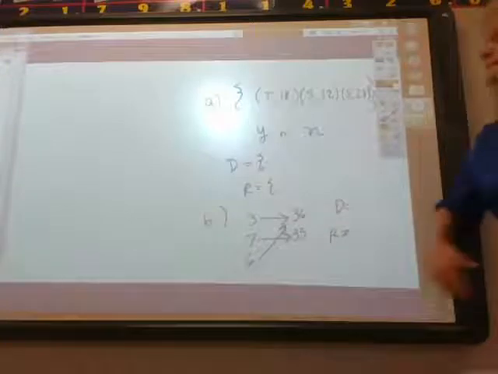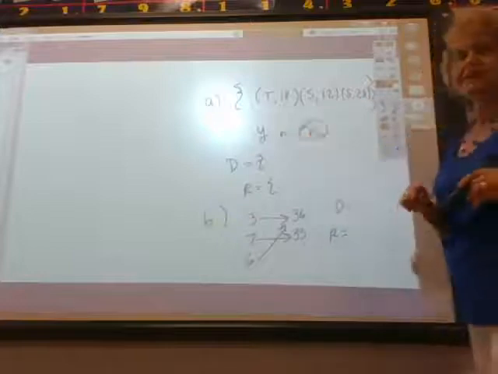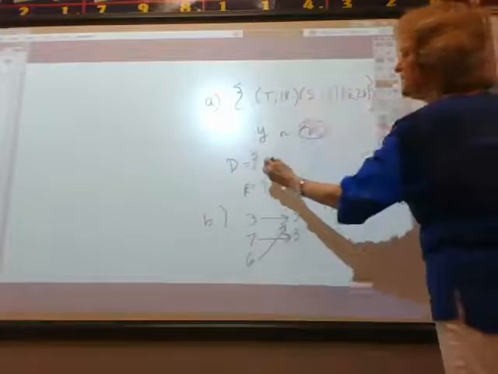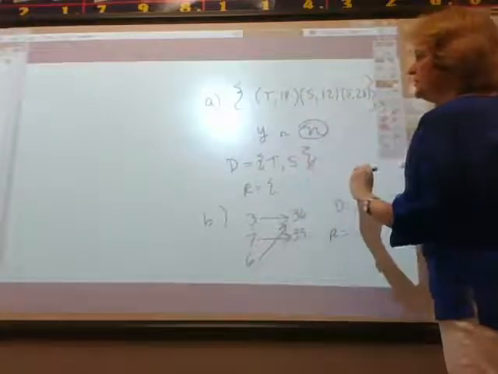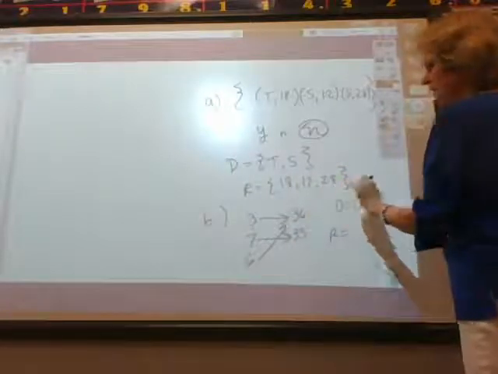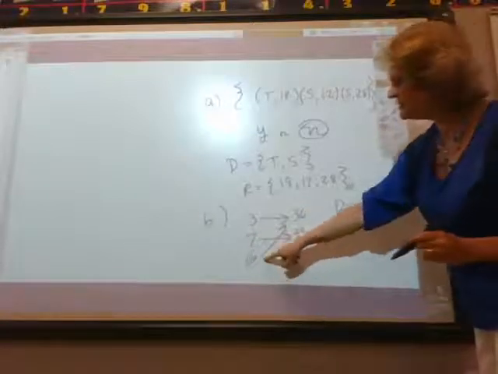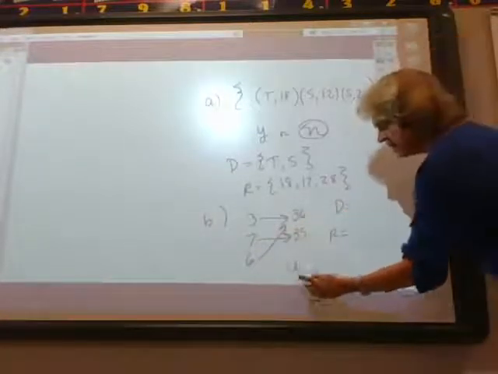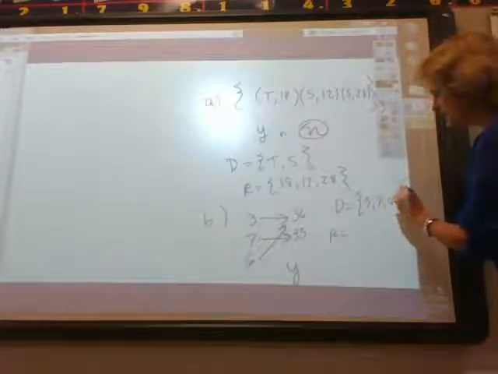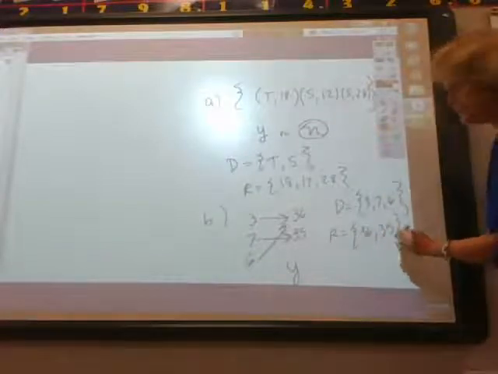So the first one, try this A. Tom is 18, Sue is 12, Sue is 28. So no, can't have two heights, not a function. It's a relation though, and the domain would be T and S, Tom and Sue. The range, 18, 12, and 28. All right, the next one, 3 is matched up with 36, 7 is matched with 35, and 6 is matched with 36. So yes, it's fine, it's a function. The domain would be 3, 7, and 6. The range, 36 and 35.